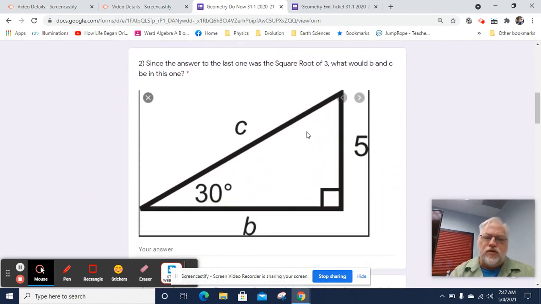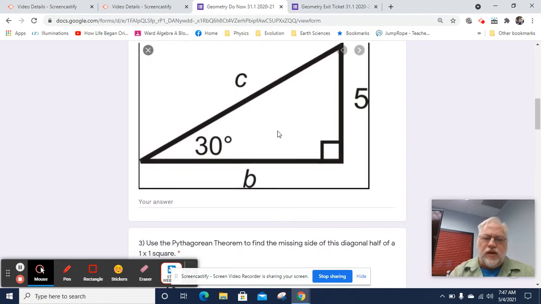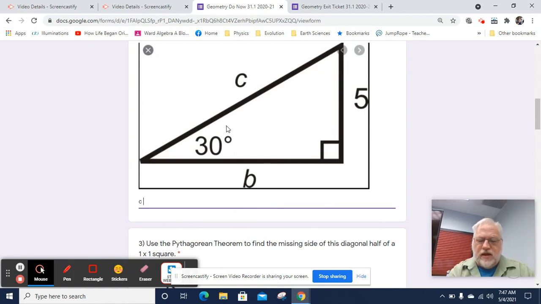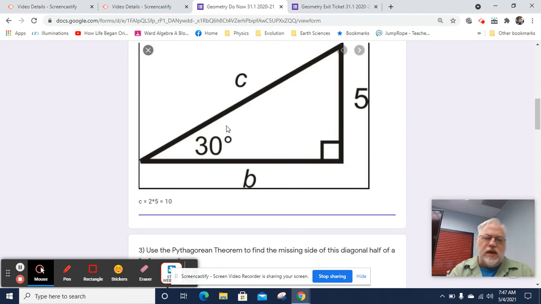Here we have another 30, 60, 90 right triangle. We know this is 60 because 90 plus 30 is 120, plus another 60 gets 180. And so c is definitely going to be twice 5. So c equals 2 times 5, which will be 10 units. And b is going to be the square root of 3 times 5, so that'll be 5 square root of 3.